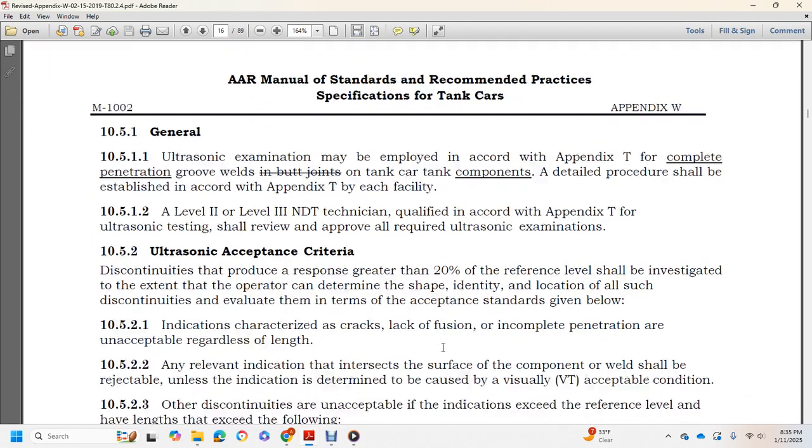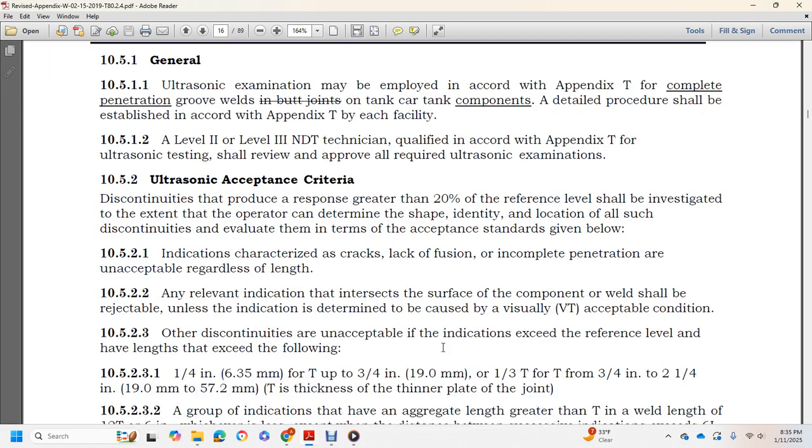the required ultrasonic examinations. Ultrasonic acceptance criteria: discontinuities producing a response greater than 20% of the reference level shall be investigated to the extent that the operator can determine the shape, identity, and location of all the discontinuities and evaluate them in terms of the acceptance standards given below. Indications characterized as cracks, lack of fusion, or incomplete penetration are unacceptable regardless of length. Relevant indications that intersect the surface of the component or weld shall be rejectable unless the indication is determined to be acceptable by the visual acceptance criteria.